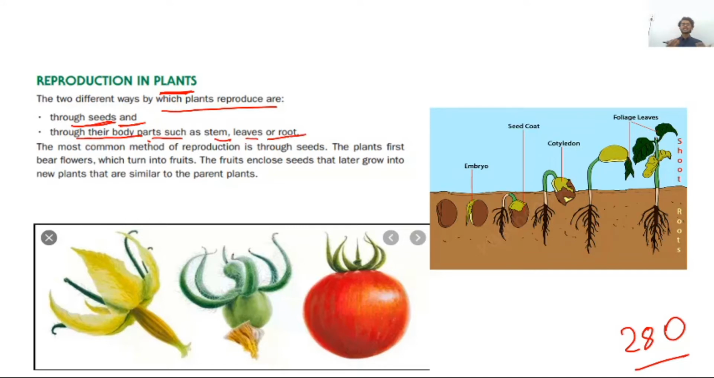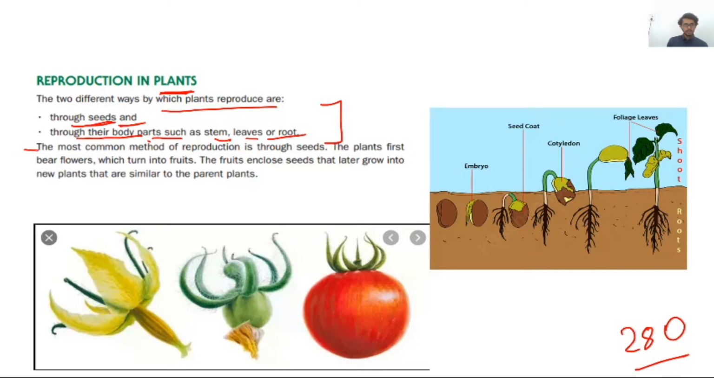I know this can be very confusing, like, wow, I don't understand anything, what is this? Don't worry, because we will learn slowly as we move ahead. This is just the introduction. As we move through the chapter, you will learn more and more. The most common method of reproduction is through seeds.